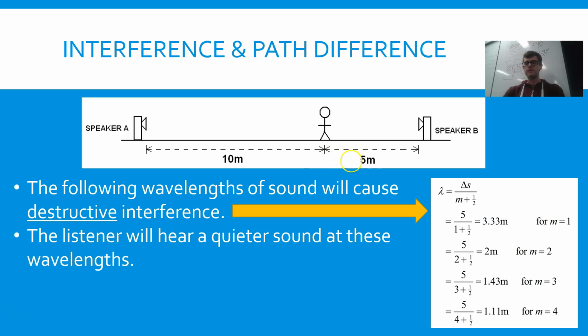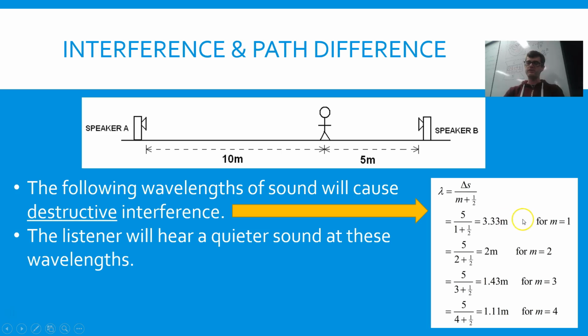Now for destructive interference, we're going to use a slightly different formula. We take the formula we had for destructive interference, and again we rearrange it to make the wavelength the subject. So we've got over here lambda, the wavelength, equals the path difference divided by m plus a half. That half part is important to get destructive interference.